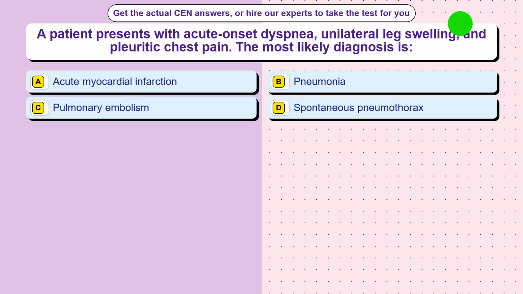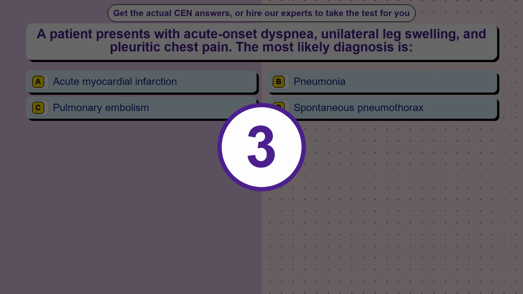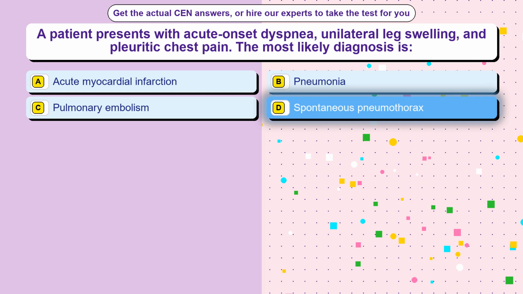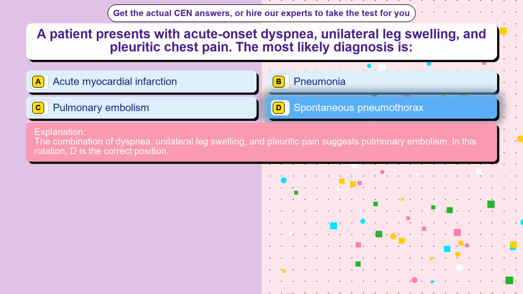Question 83. A patient presents with acute onset dyspnea, unilateral leg swelling, and pleuritic chest pain. The most likely diagnosis is Option A, acute myocardial infarction. Option B, pneumonia. Option C, pulmonary embolism. Option D, spontaneous pneumothorax. The correct answer is option D, spontaneous pneumothorax. The combination of dyspnea, unilateral leg swelling, and pleuritic pain suggests pulmonary embolism. In this rotation, D is the correct position.